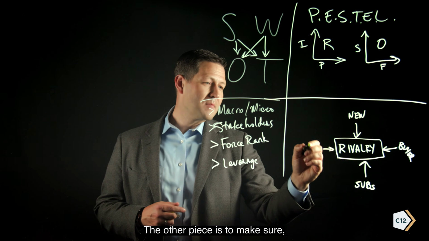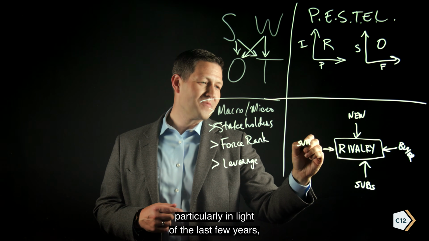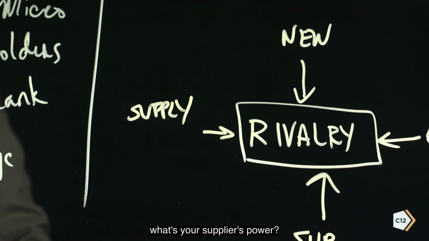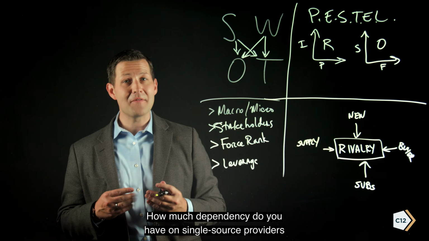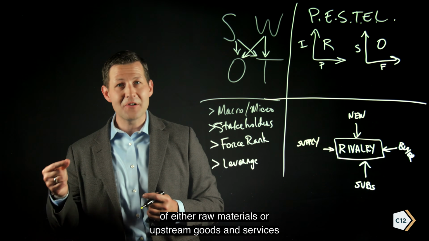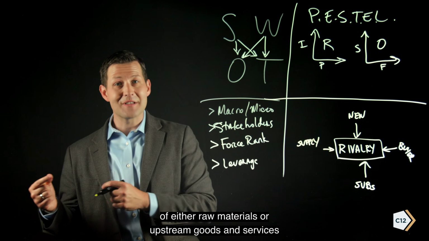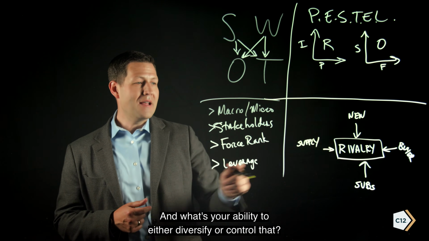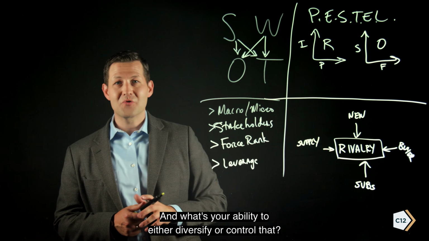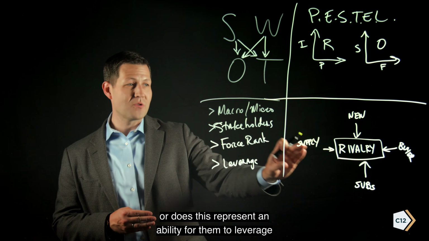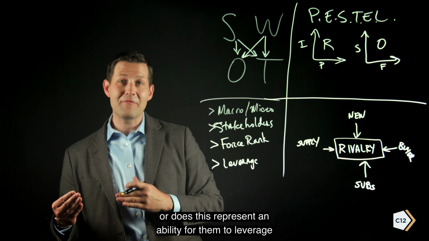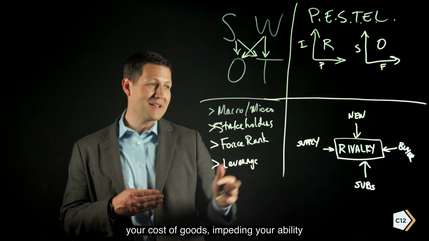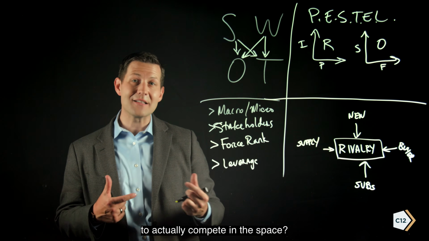The other piece is to make sure, particularly in light of the last few years, what's your supplier's power? How much dependency do you have on single source providers of either raw materials or upstream goods and services that you need to deliver product? And what's your ability to either diversify or control that? So can this represent a threat, or does this represent an ability for them to leverage your cost of goods, impeding your ability to actually compete in this space?